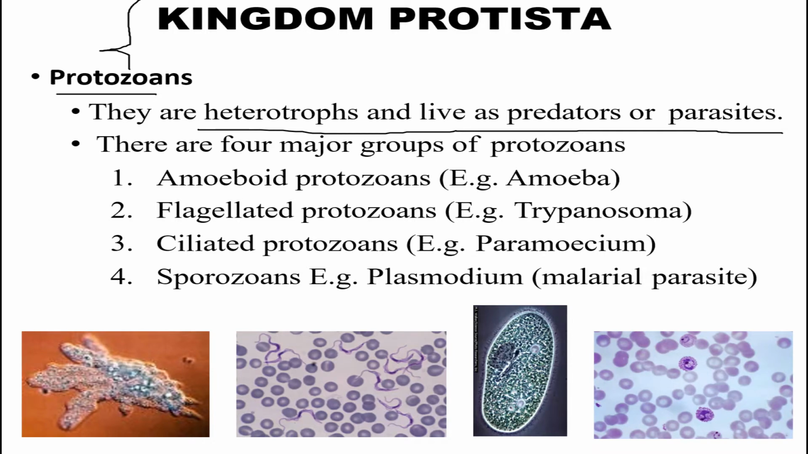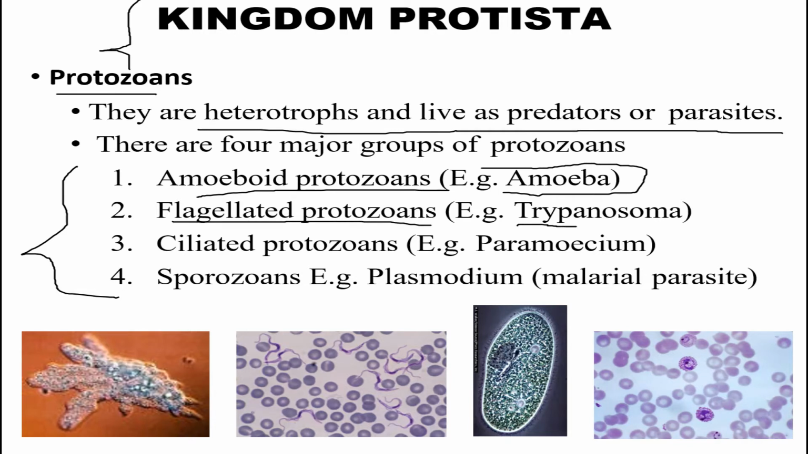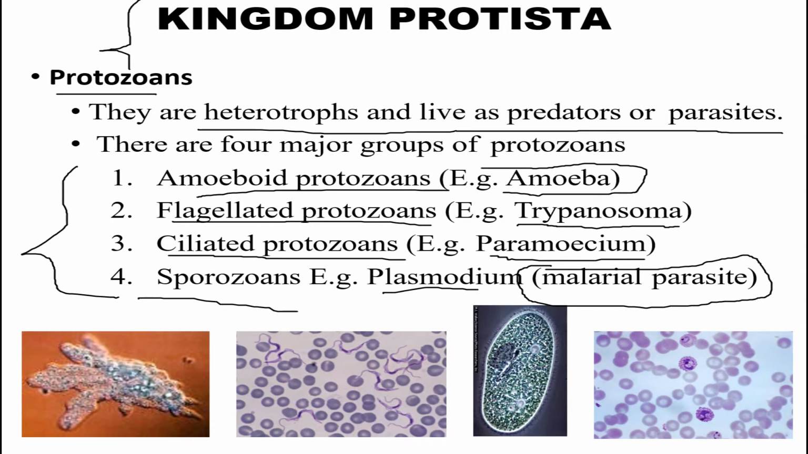The top four groups of protozoans are: amoeboid protozoans, an example of which is amoeba; flagellated protozoans, such as Trypanosoma; ciliated protozoa such as Paramecium; and sporozoans such as Plasmodium, which is known as the malarial parasite as well. You might have studied in junior classes that Plasmodium is the malarial parasite. These are pictures of the four different types of protozoans: amoeboid, flagellated, ciliated, and sporozoans.